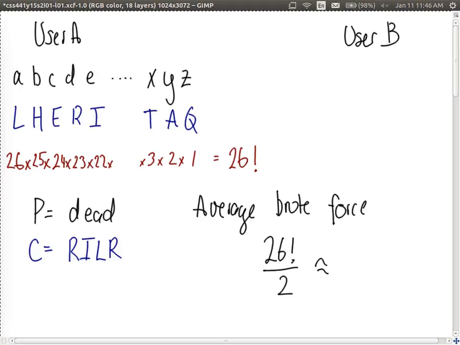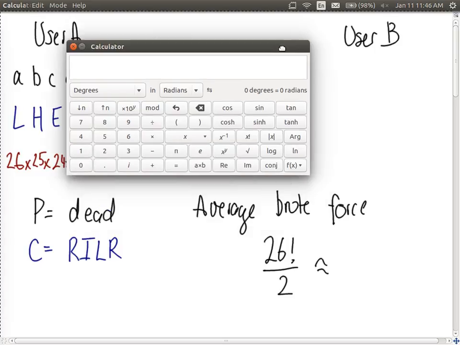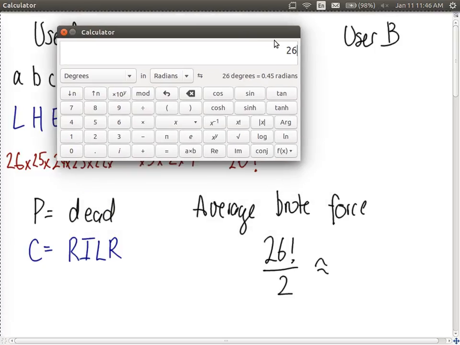Let's see what my calculator does. It's about 4 times 10 to the power of 26. That's just a coincidence that it's 10 to the power of 26. Divided by 2, 2 times 10 to the power of 26.